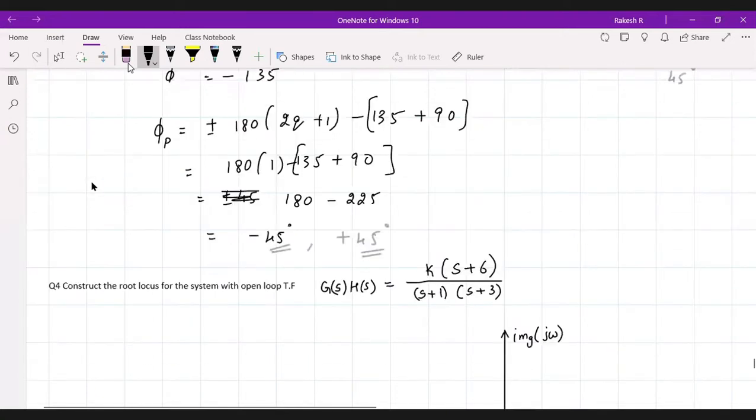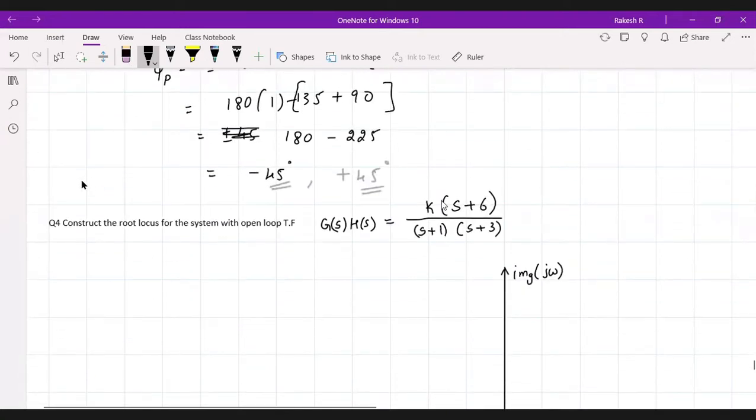(s plus 1) into (s plus 3). K into (s plus 6) divided by (s plus 1) into (s plus 3).